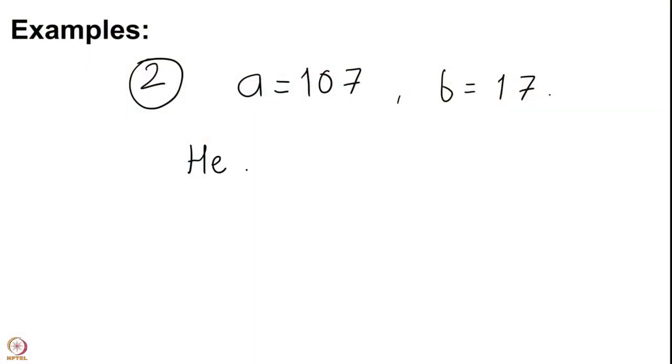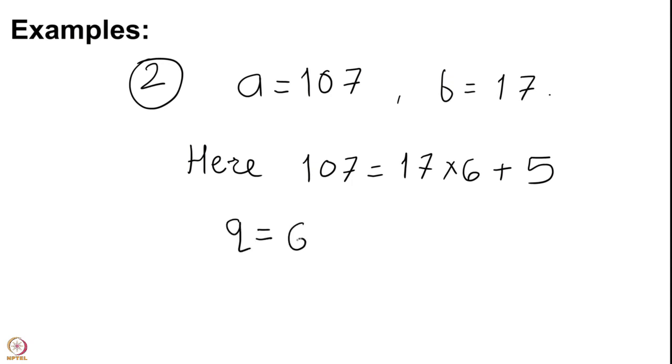Now, I want to find the quotient Q such that when I multiply 17 by Q, we go up to A, and 17 into Q plus 1 goes beyond A, goes beyond 107. So, this is the time to remember your multiplication table of 17. You will notice that 17 into 6 is 102 and 17 into 7 becomes 119, where you go past A, past 107. So, 107 is 17 into 6, which is 102, plus 5. So, Q is 6, the remainder R is 5.